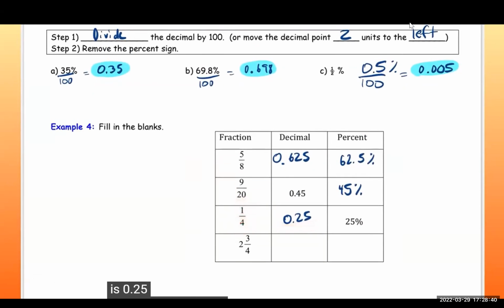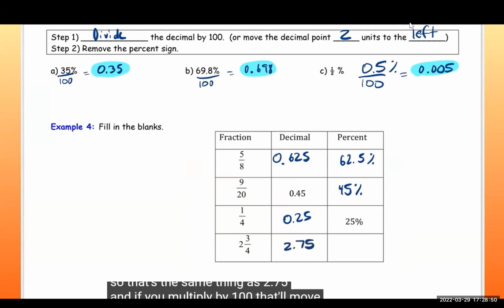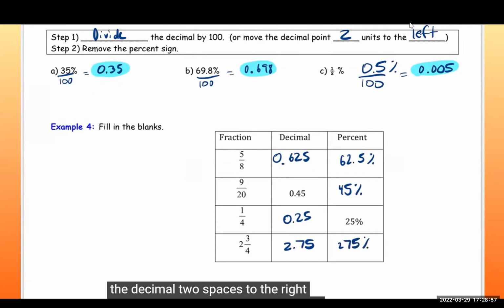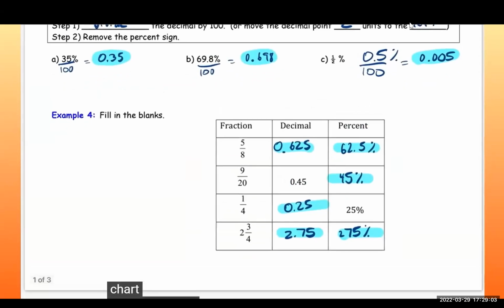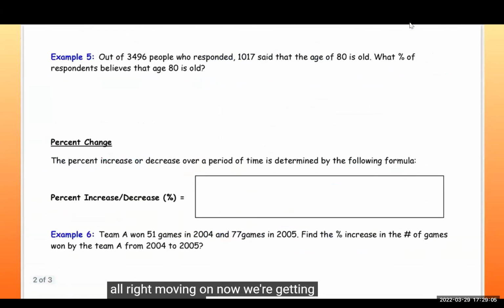All right, for this one, I would recommend that you do 3 divided by 4, which is 0.75. So that's the same thing as 275. And if you multiply by 100, that'll move the decimal 2 spaces to the right. 275 would be our final answer for that. All right, so we filled out the entire chart.